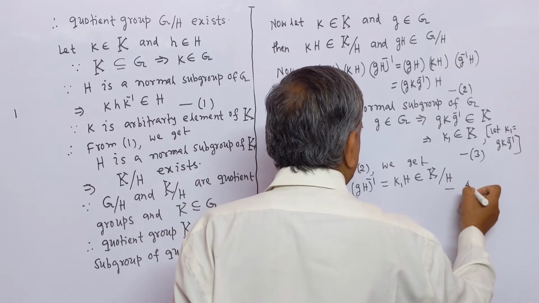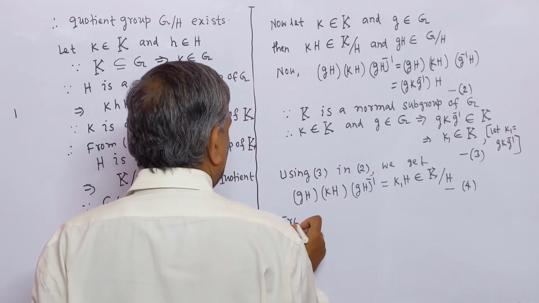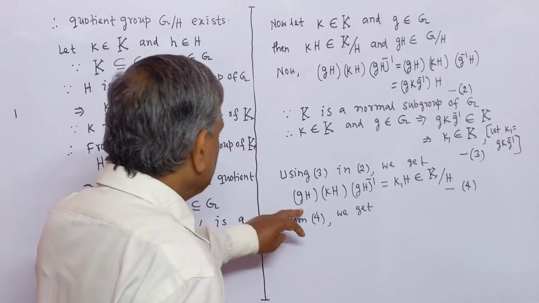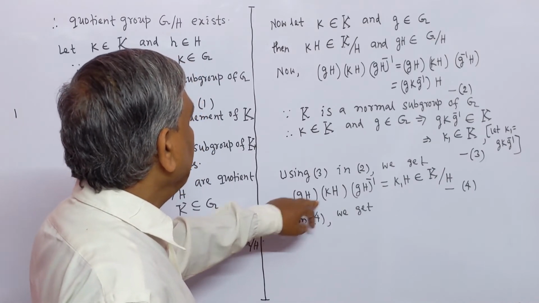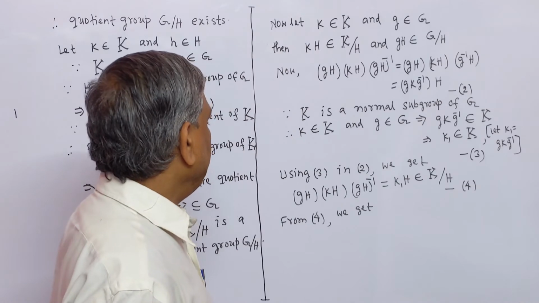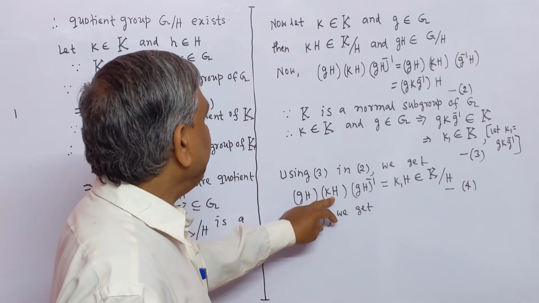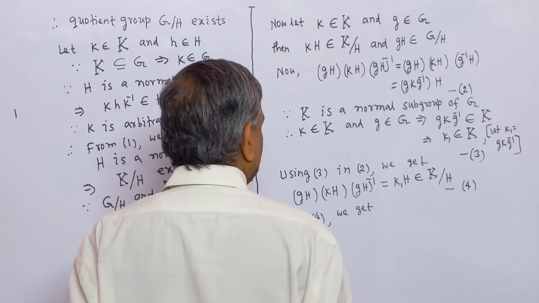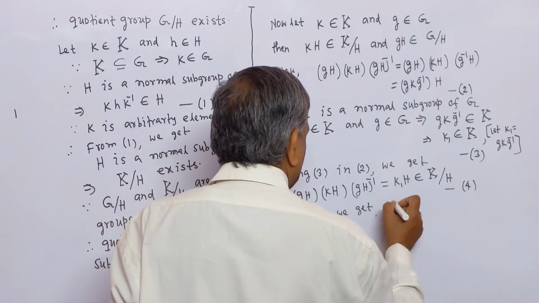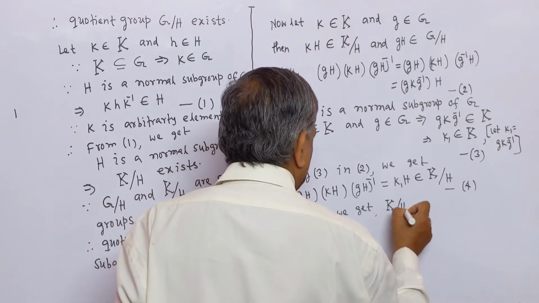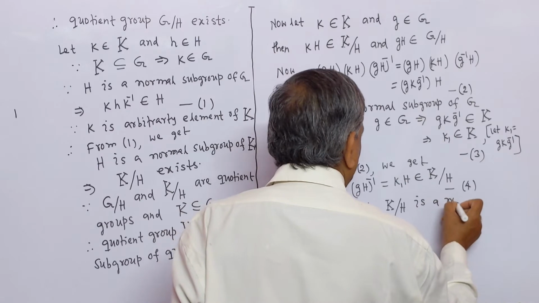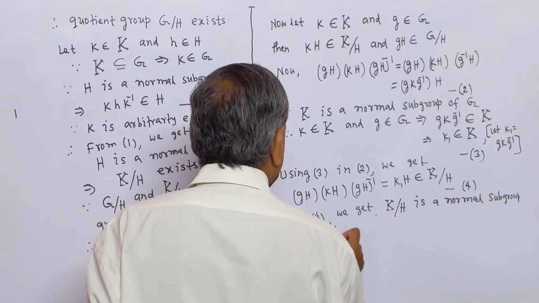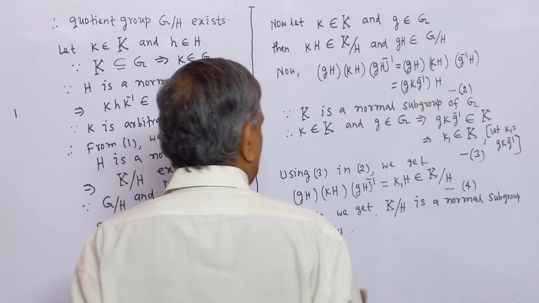This is number 4. From 4, we get this gH be an element of quotient group G by H, and this kH is an element of quotient group K by H. Therefore, from 4 we get K by H quotient group is a normal subgroup of quotient group G by H. Proved.